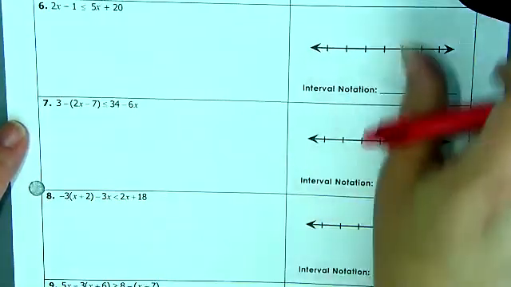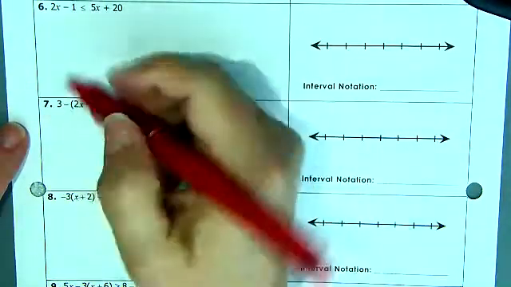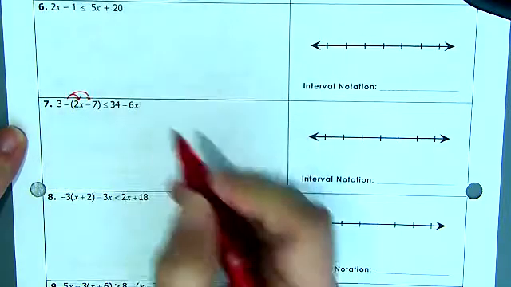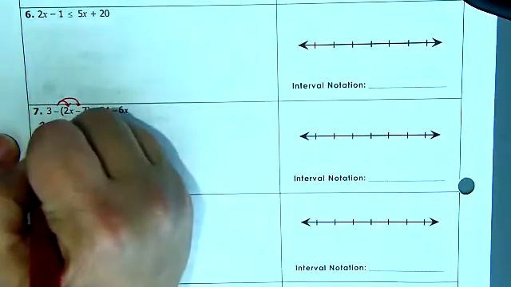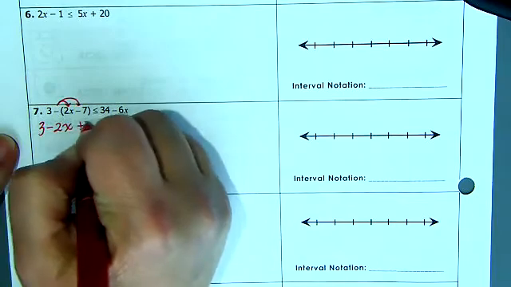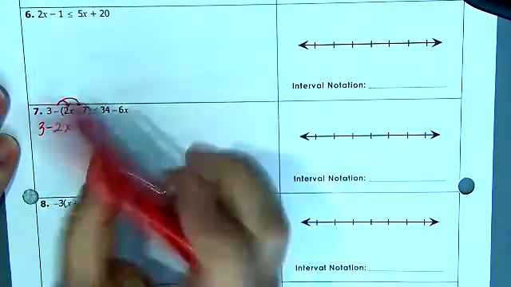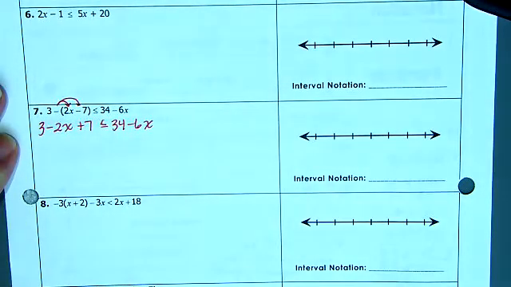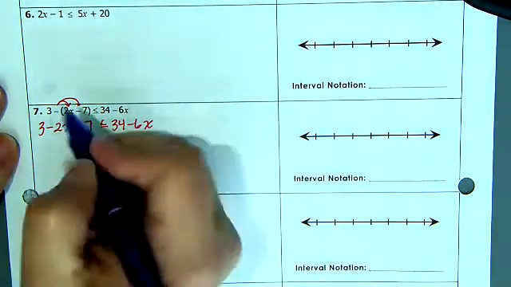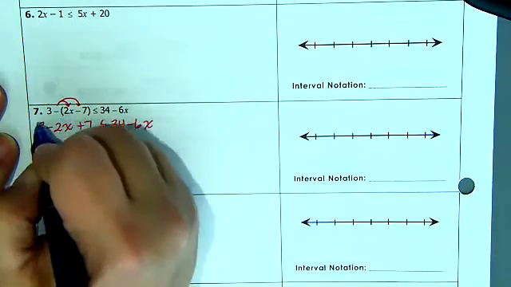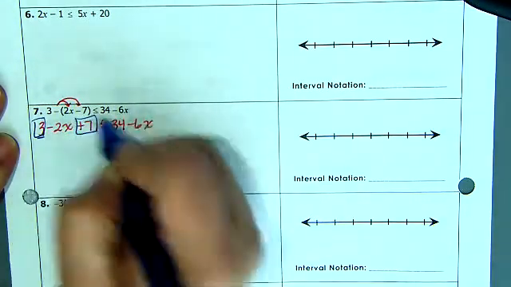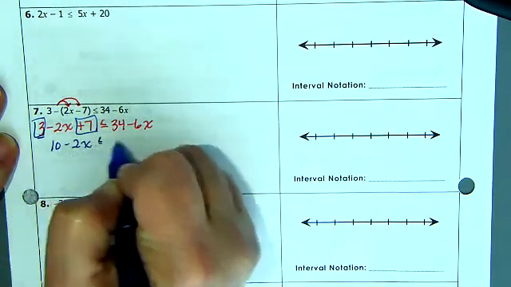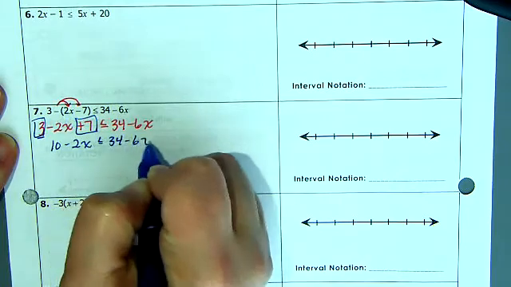The number that's understood to be right here is a 1. I've got to remember to distribute the -1 throughout here. So I'm going to have 3 minus 2x plus 7 is less than or equal to 34 minus 6x. Combine my like terms when I can. So I have 10 minus 2x is less than or equal to 34 minus 6x.